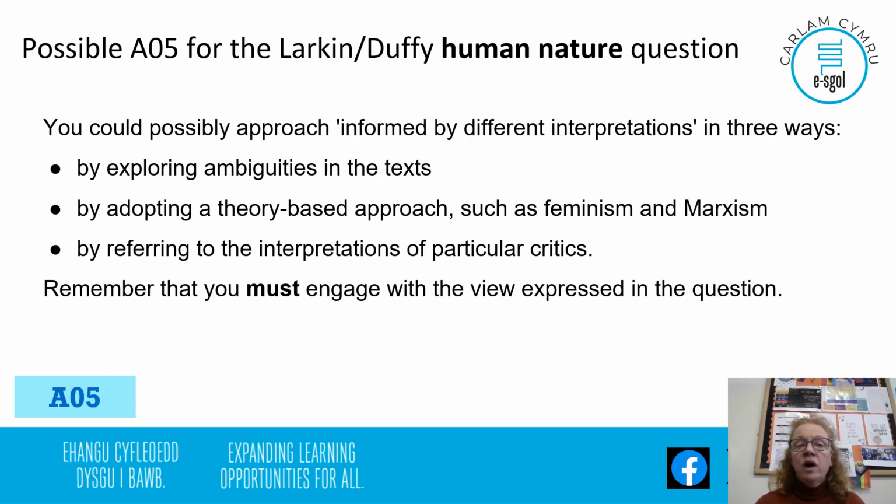And then AO5, this is a really good generic way of dealing with any AO5, which is the different interpretations. So you've got three ways that you can approach the interpretations. You could look at the ambiguities in the text. So in other words, is there more than one way to read the poem? So you can look at that and you can consider if there is another interpretation, if perhaps a different contextual point would have made you read it in a different way.